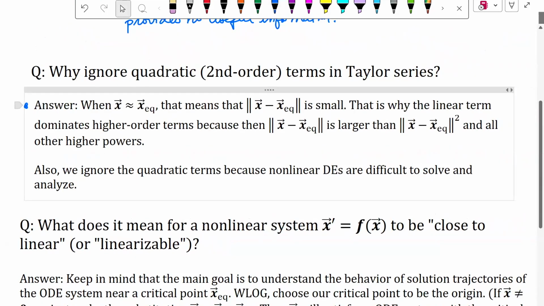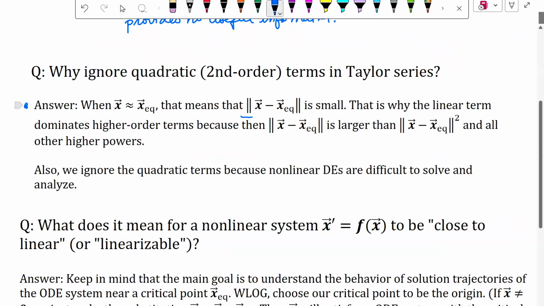Well, if we are close to our equilibrium point, that means this distance is small, and that allows the linear term to dominate the higher order terms, because this distance, which is small, less than 1, is going to be larger than the distance squared and all other higher powers. Practically speaking, we could include higher order terms if we wanted to, but it does turn out that dealing with nonlinear terms makes analysis a lot more tricky, and the payoff is not necessarily worth it.